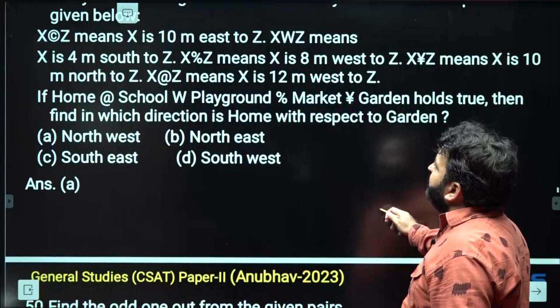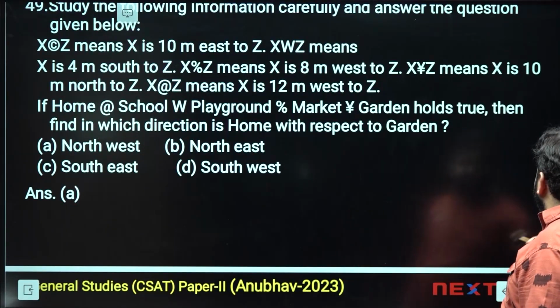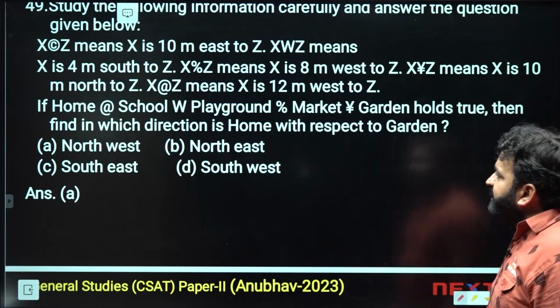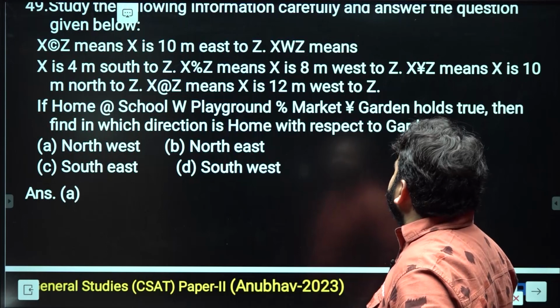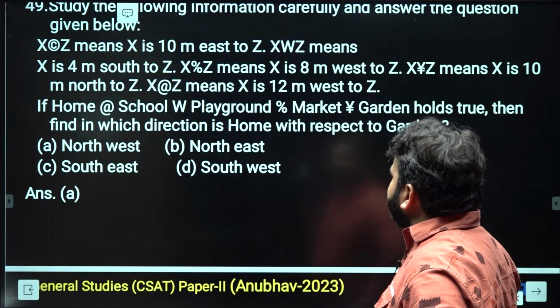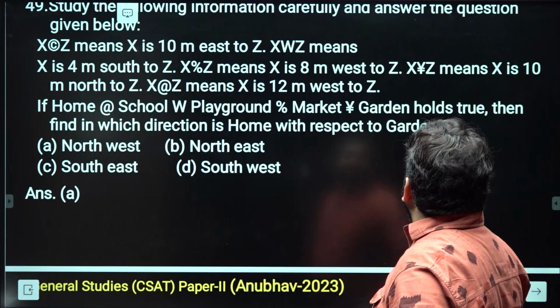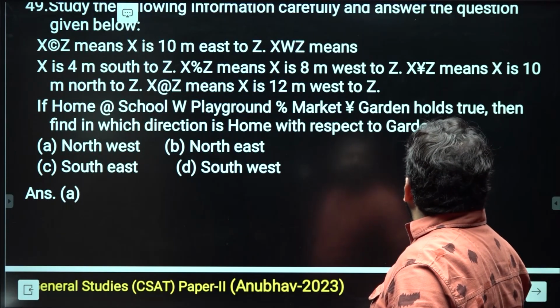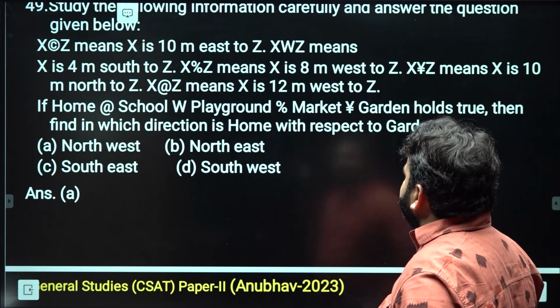Study the following information and answer the questions given below. Here is a direction sense test in the form of code. X copyright z means x is 10 meter east to z, x w z means x is 4 meter south, x percent z means x is 8 meter west to z, x y z means x is 10 meter north to z, x at the rate z means x is 12 meter west to z.